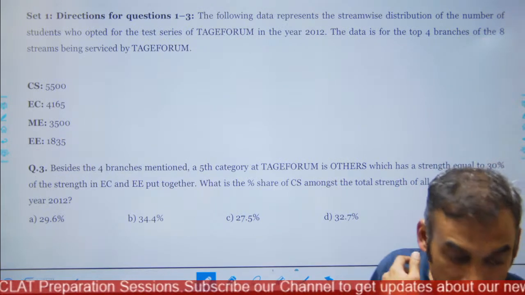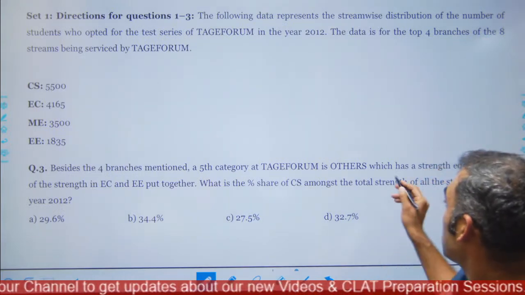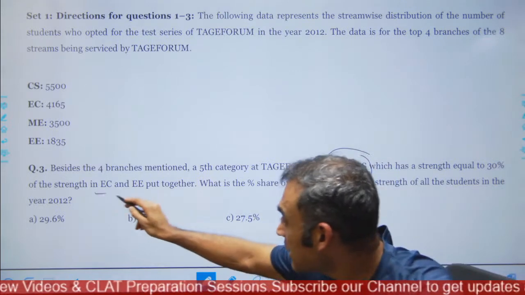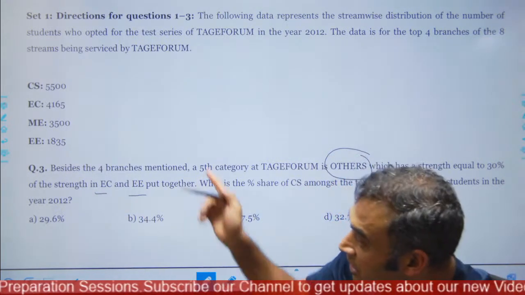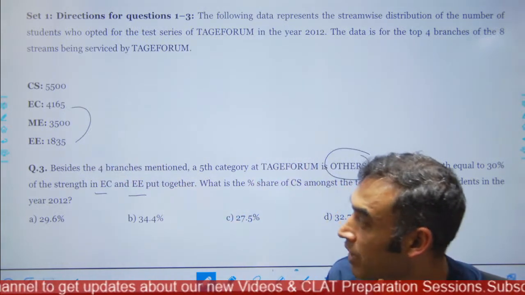Now there is one more category, the others category, and its strength is equal to 30% of EC and EE put together. What is EC and EE here? It is these two, right?